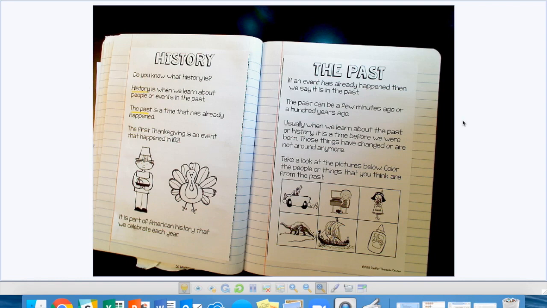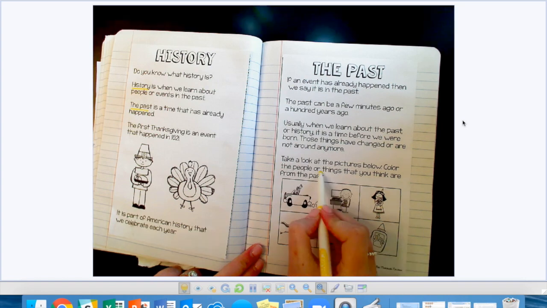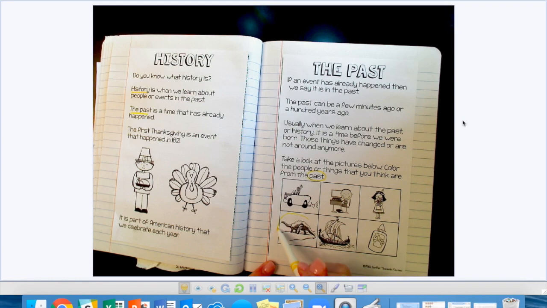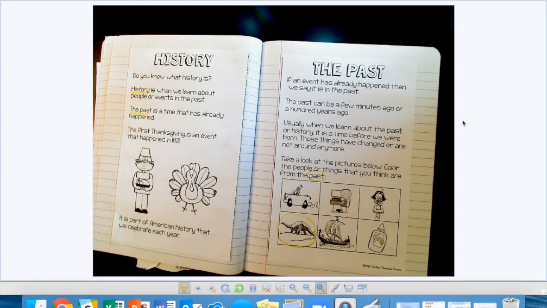Take a look at the pictures below and color the people or things that you think are from the past. You may pause the video and complete this activity. For example, this dinosaur is from the past.